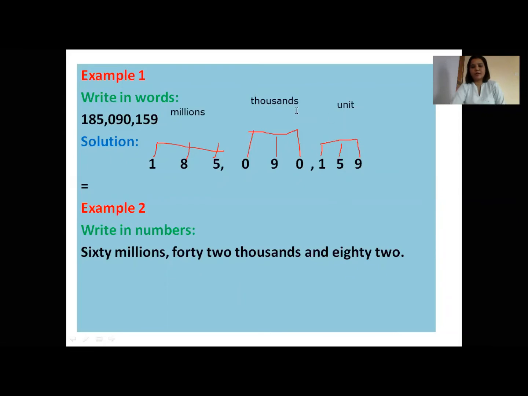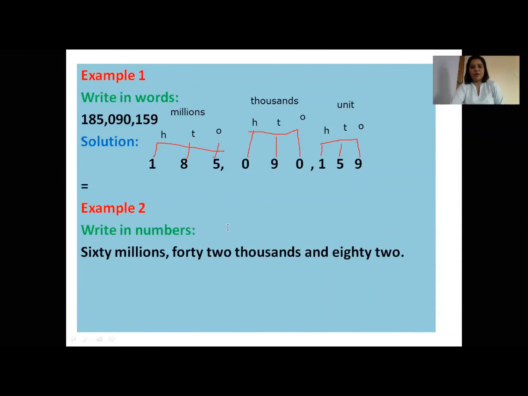Now each period has 3 places, that is O for ones, T for tens, and S for hundreds. Again the same in thousands, S for hundred thousands. O for millions, T for ten millions, and S for hundred millions. Now we can clearly see the places of the digits in the number.